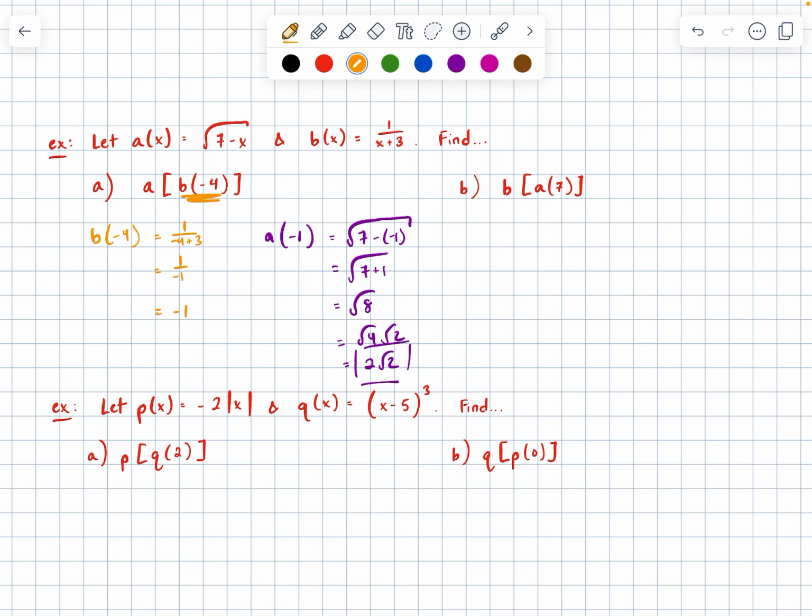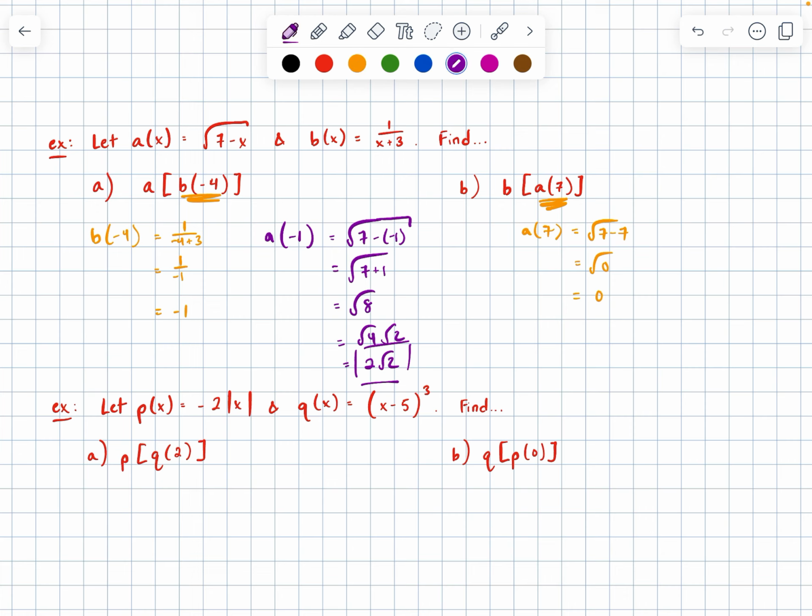Cool. For b of a of 7, again, working inside out, I should say. That's a pretty good movie. A of 7. Well, that would be equal to the square root of 7 minus 7. 7 minus 7 is 0, and the square root of 0 is 0.